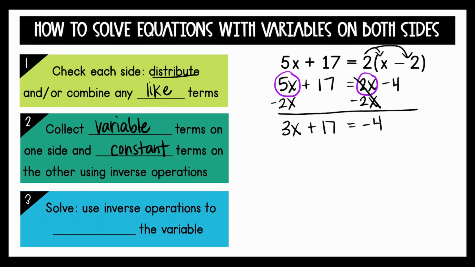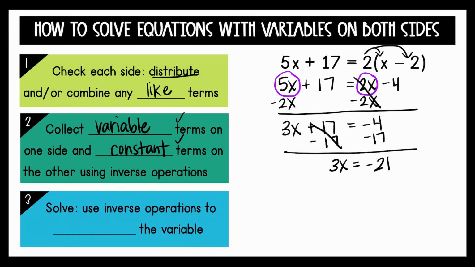Okay, so now my constants, 17 and -4, I need to collect those on the other side, the right side of the equal sign. So let's undo the adding 17 by subtracting 17. That will cancel it from the left, and it leaves me with 3x equals -4 minus 17, which is -21. And that's step 2. You'll see we finished step 2 because we got the variable terms on the left and the constant terms on the right.